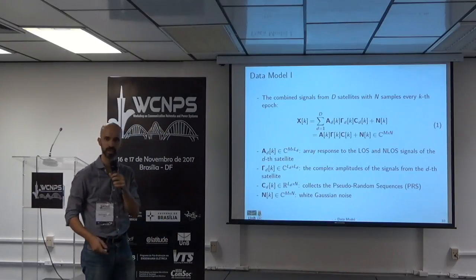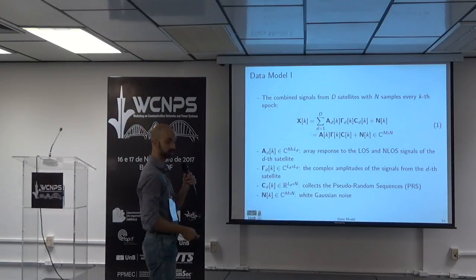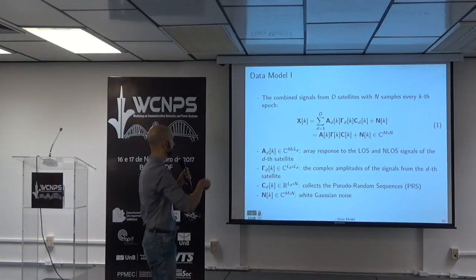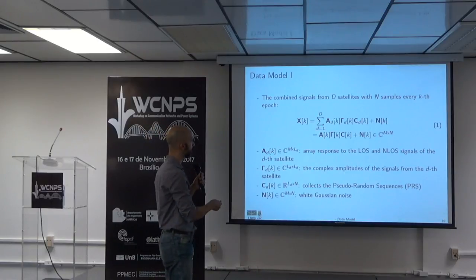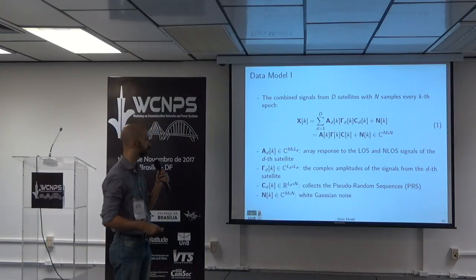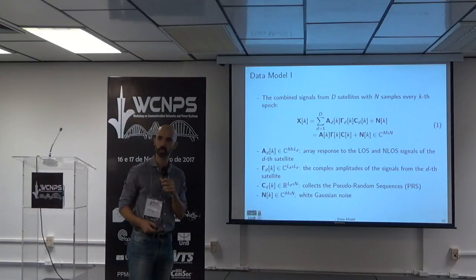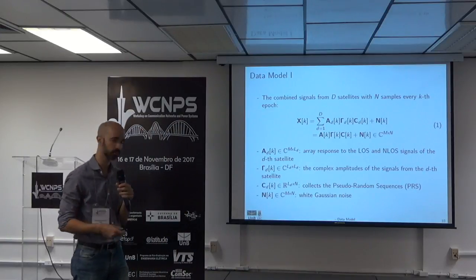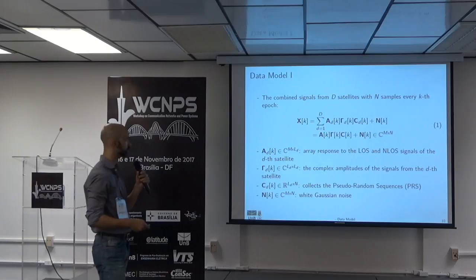The data model is a standard used in array signal processing, in which we have, in this case, a signal coming from several satellites, which are D satellites. So it's the summation from the first satellite to the Dth satellite, in which case we have the array response of each satellite, and the complex amplitude matrix, which is a diagonal matrix that contains not only the amplitudes of the signal, because it's very frequent for a multipath signal to be attenuated relative to the line of sight signal, and the code that is used in each satellite, which is the pseudo-random sequence.